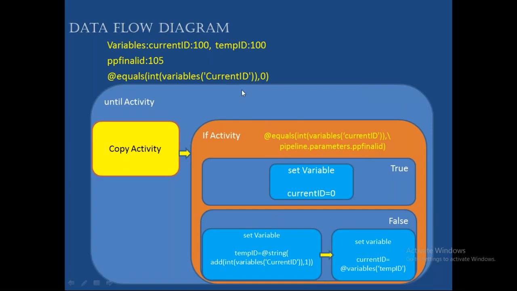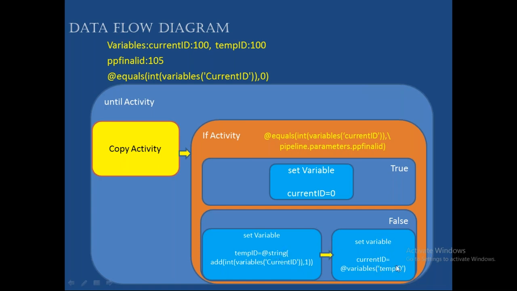What is current ID? 101. Is 101 equal to 0? No. So it's false again. So you will come here and copy data from the REST API, ID 101 data, to the data lake storage. Then you will check whether 101 is equal to 105. False. Come here, increase 101 to 102. Temp ID I will increase from 101 to 102.